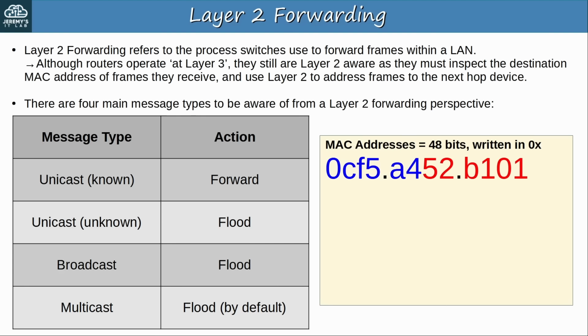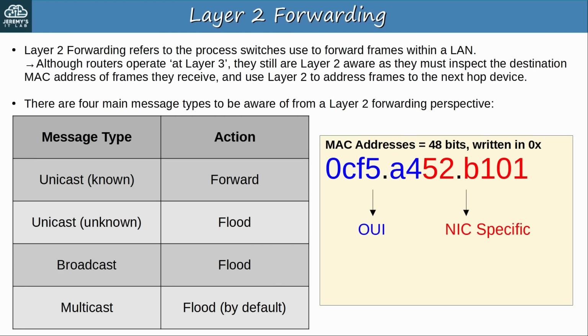I have an example MAC address here. Why have I colored the first half blue and the second half red? The first half, so the first 24 bits or 6 hex digits, is the OUI, Organizationally Unique Identifier. OUIs are assigned by the IEEE to organizations, and then only that organization is allowed to use that OUI. Large organizations like Cisco will have multiple different OUIs that they assign to their devices. This one here, 0CF5A4, belongs to Cisco.